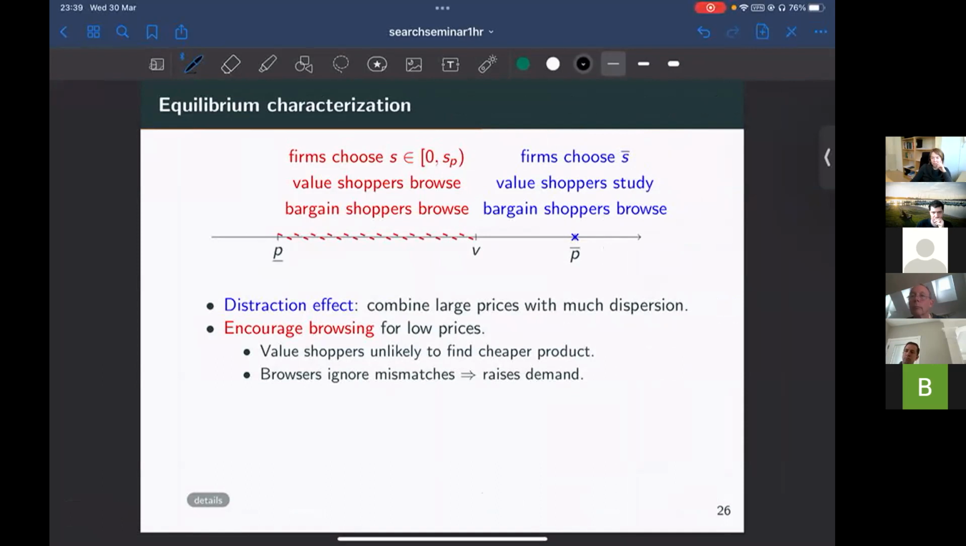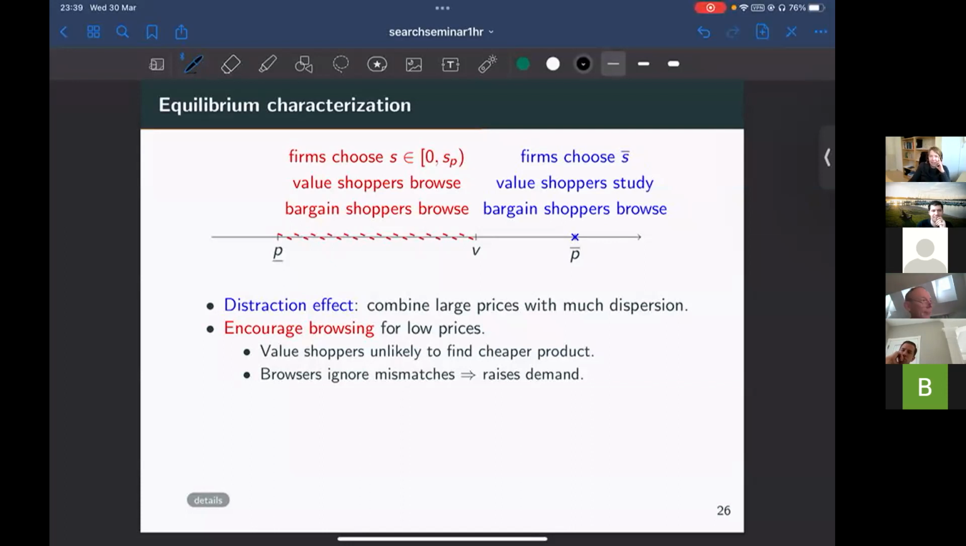Okay, I see there's a raised hand. Can I ask? Yeah. I'm just a little bit confused. Why do you call it distraction effect? Because it seems that this fact that P bar and S bar go together is exactly they encourage shoppers to study, right? So they encourage more studying rather than more browsing. So they make people focus rather than distract them. I'm just wondering why you use that word.